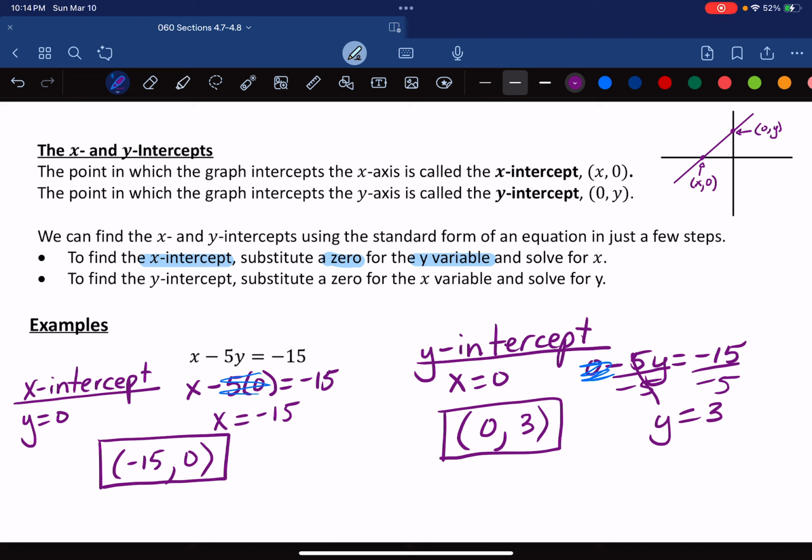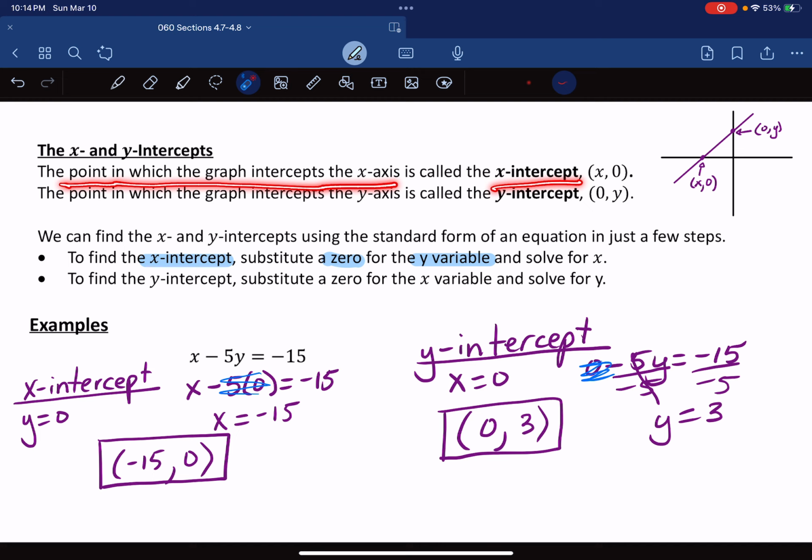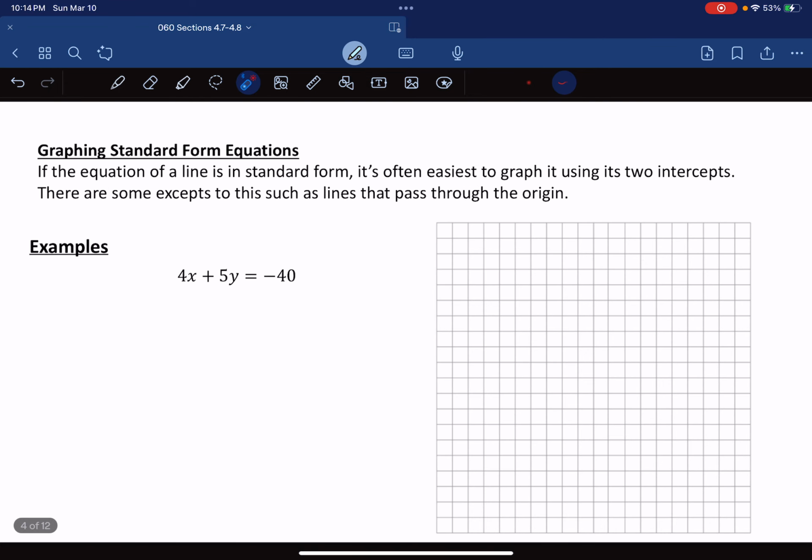Notice once again that my intercepts are points. I know that x is 0 and y is 3, but my answer is not x is 0, y is 3. Your x-intercept is the point in which the graph intercepts the x-axis. It is a point. We need to write our answers as points. So we're going to use this concept to help us graph.